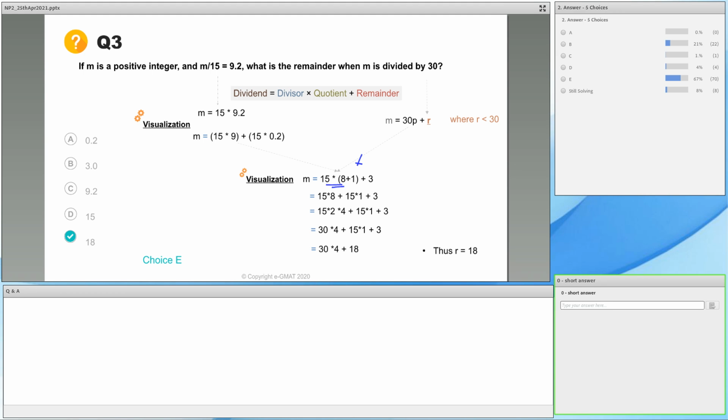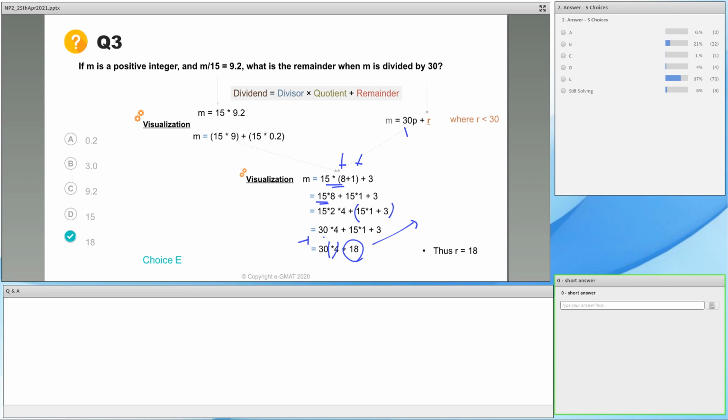These are just simple examples, but fundamentally all I did was split that 9 into 8 plus 1. We're just being creative here. And when you do that, now you've got the 2 that you needed to get the 30. 15 into 8 plus 15 into 1 plus 3.50, and from this particular relation you got 30 into something, which is what you wanted. 30 into something. What that something is, I don't care. Plus whatever remains. So essentially I got 30 into 4 plus 18. Again, I have to check: is 18 less than 30? Perfect. Then it's the correct answer.